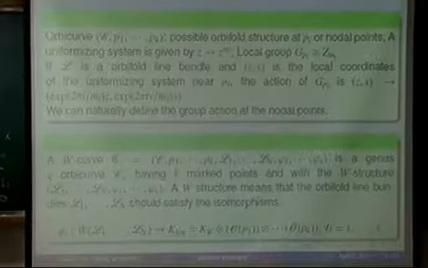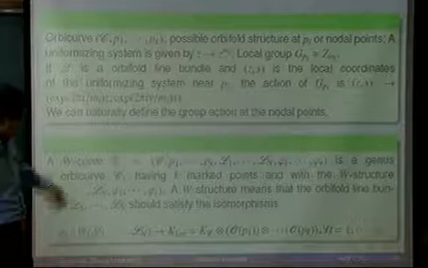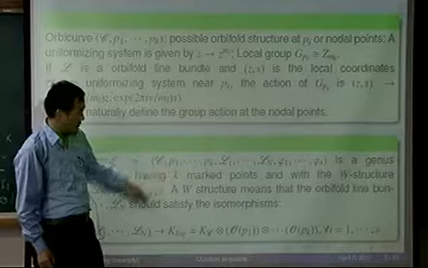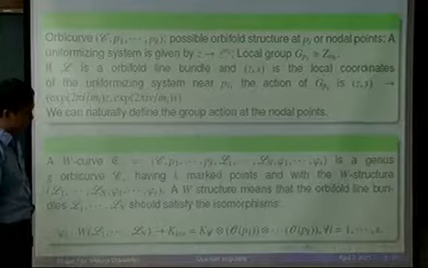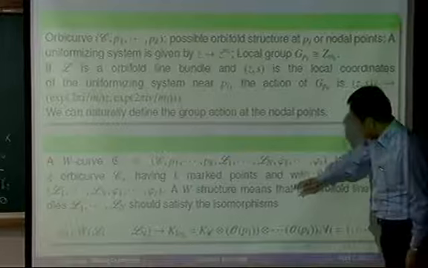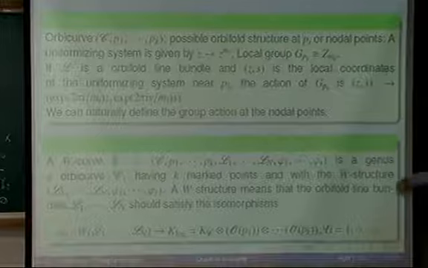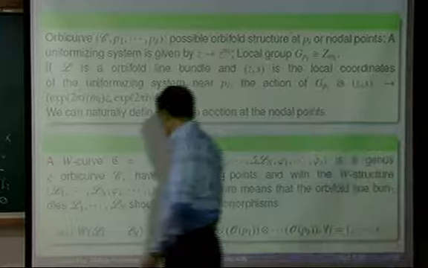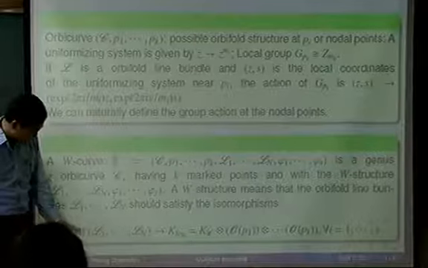Now a W curve consists of the following data. C is an algebraic curve. p_1 to p_k are k marked points with possible orbifold structure. L_1 to L_N are orbifold line bundles. Here we require the line bundles and the isomorphisms phi_1 to phi_s to constitute a W structure. So a W structure means the orbifold line bundles should satisfy the following isomorphism, where W_i is a monomial in W.